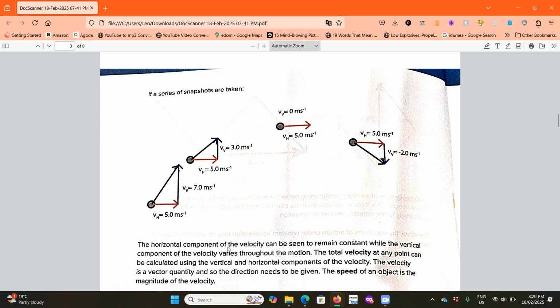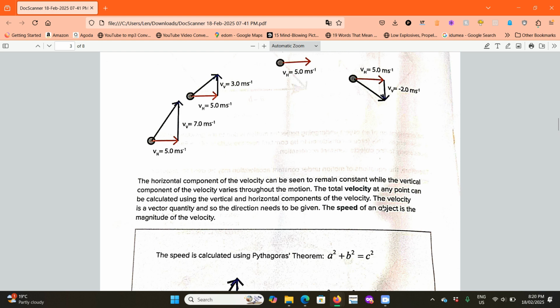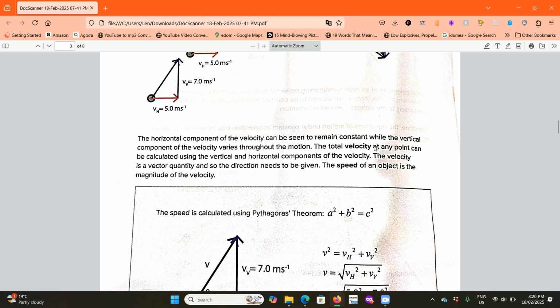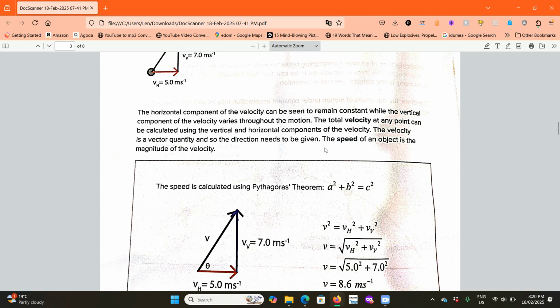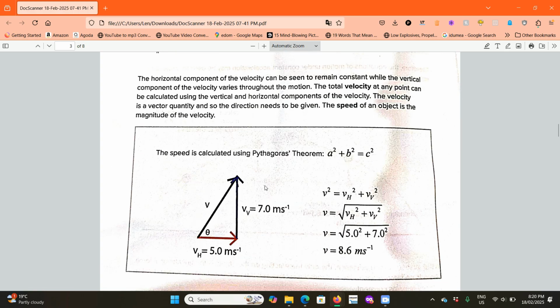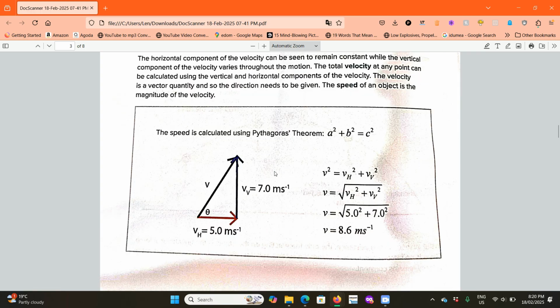Okay? Horizontal component of velocity remains constant. Vertical component changes through motion. Total velocity at any point is calculated using vertical and horizontal components of velocity. So looking at the speed of an object is the magnitude of the velocity. So basically we're looking at the average speed. Okay? That is calculated using Pythagoras' theorem.